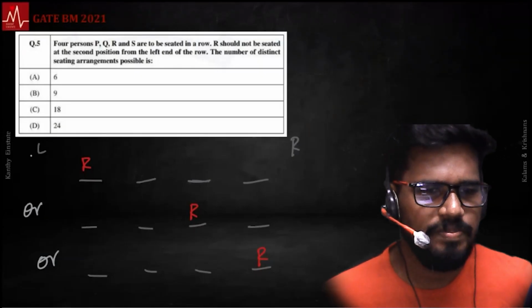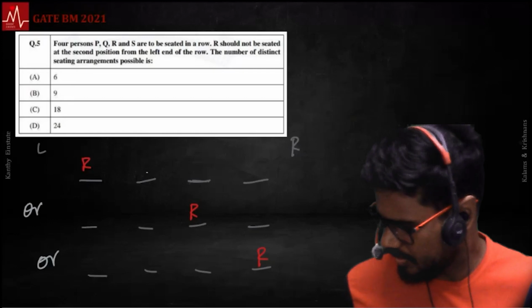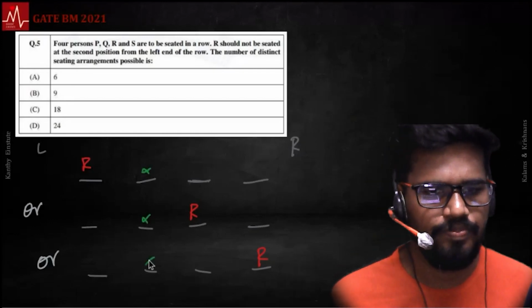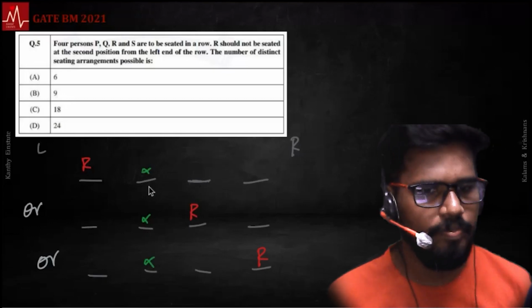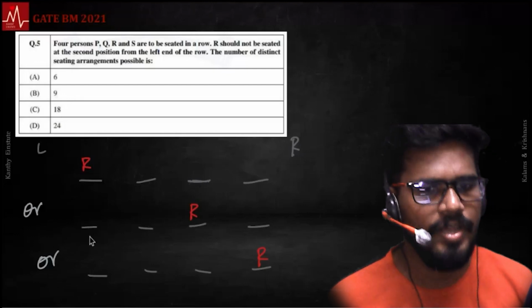How come the screen is not shared? Yeah, let's pick left and right like this. There are 4 spots. R cannot be in this position. So R can be here or here or here. 3 possible worlds, top, middle and bottom. So either it's world 1 or world 2 or world 3.